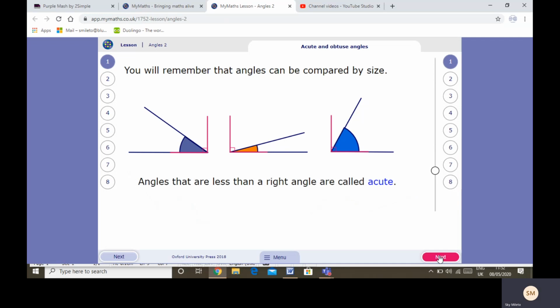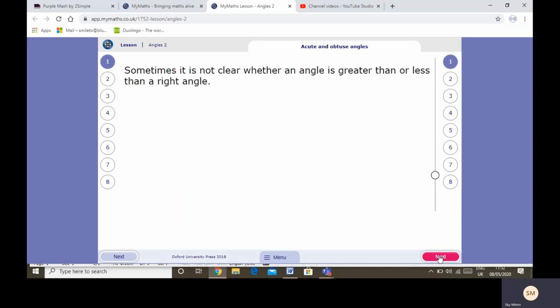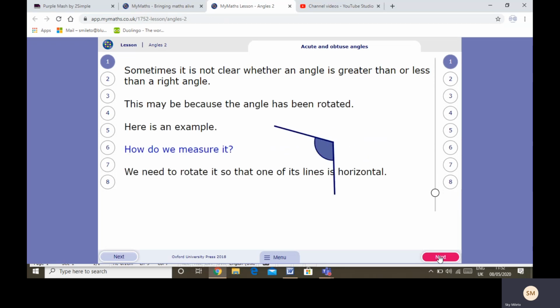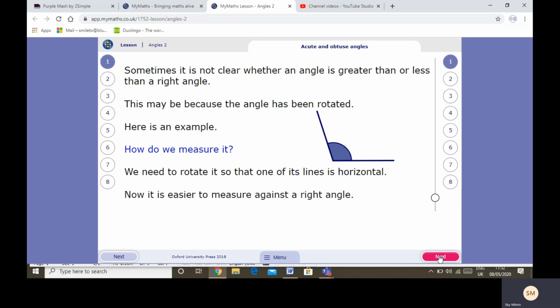Angles that are less than a right angle are acute, angles that are greater are obtuse. Okay, sometimes it's not clear because they've been rotated, and we had a look at this. So when we rotate it, it's much easier to tell. We always need a horizontal line across the bottom to be able to tell whether it's greater or smaller.